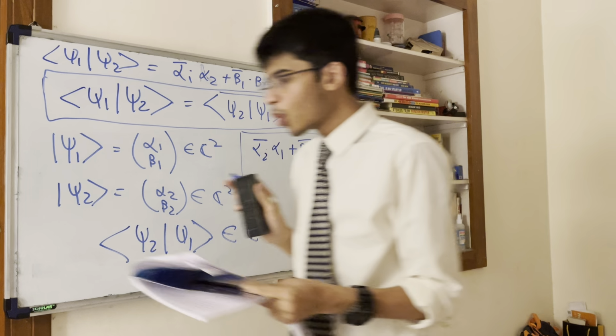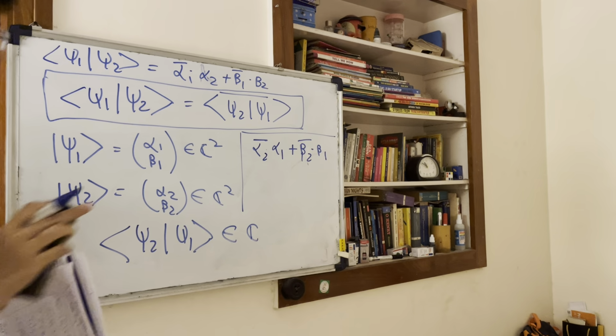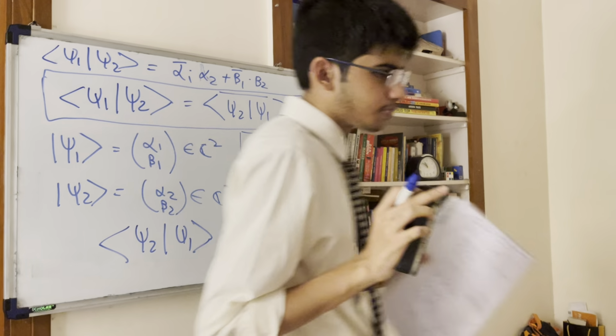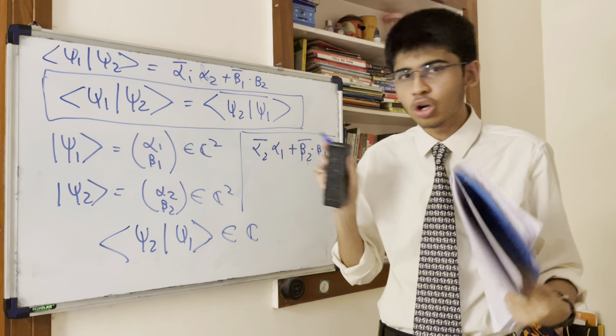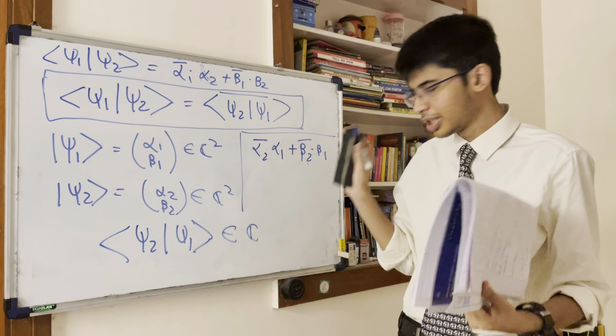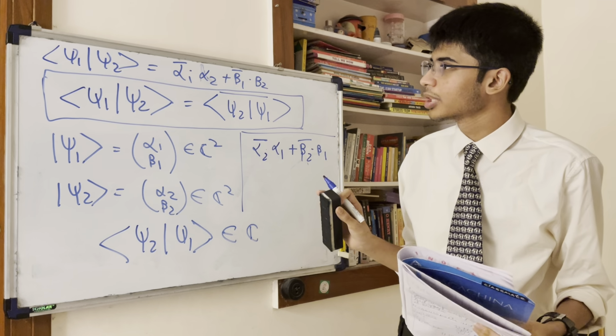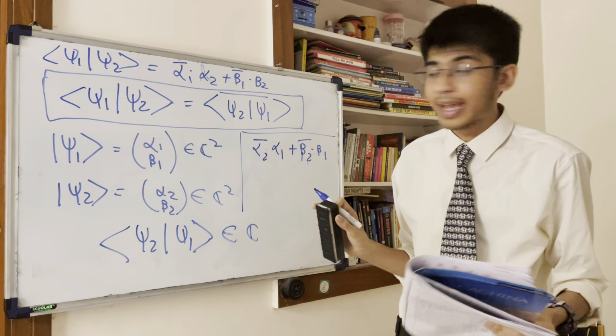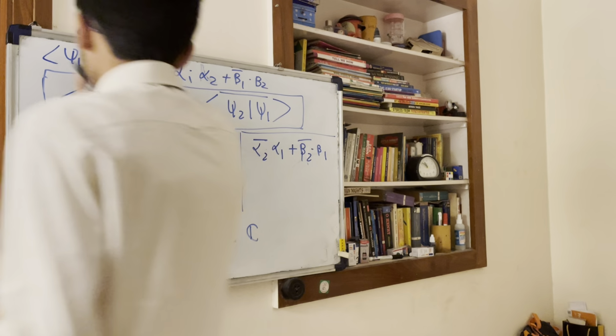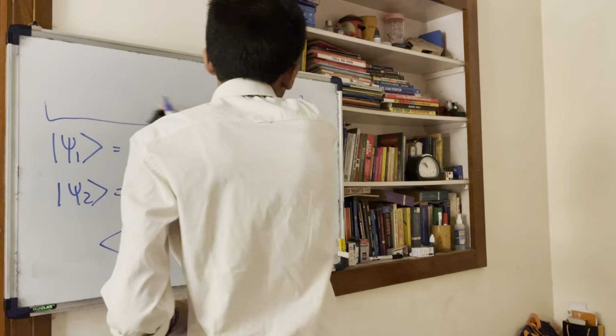So now we come to something which is just a little more about vectors, and then we can talk about the juicy stuff of quantum mechanics. So we have something called a dual vector. So let's get to it.